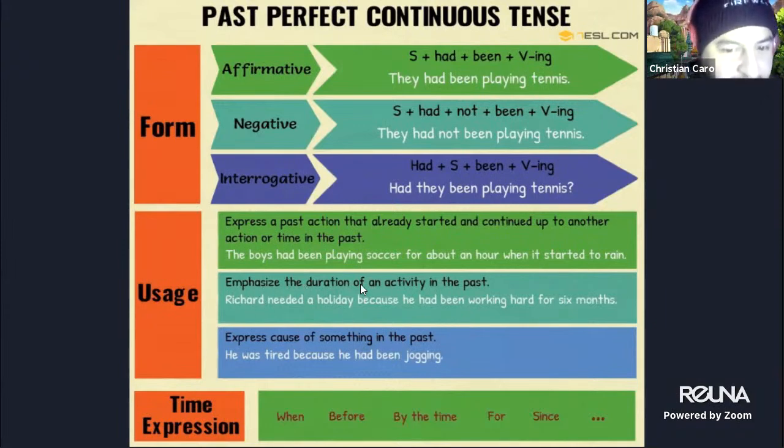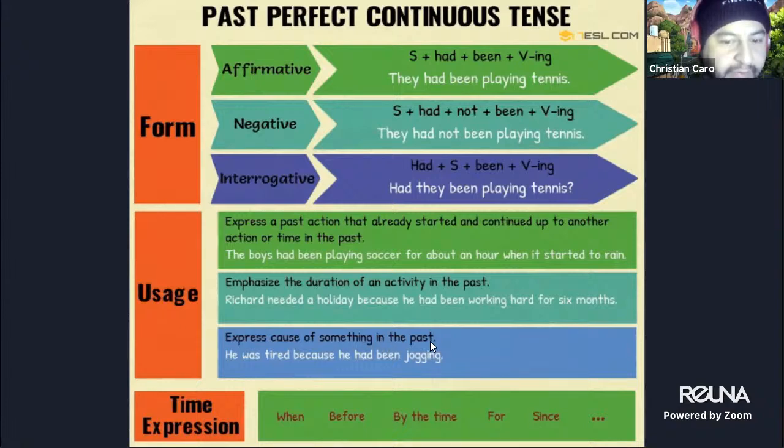What else? Emphasize the duration of an activity in the past. Richard needed a holiday because he had been working hard for 6 months. So again, we combine past perfect continuous plus the simple past, but we use past perfect continuous to emphasize the duration of the action to understand the context, because he had been working hard for 6 months, all right? It is also maybe to understand decisions, right? Why Richard made that decision, okay? He had been working for 6 months. And again, the expression of time is really specific, for 6 months.